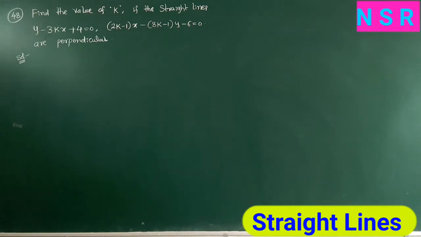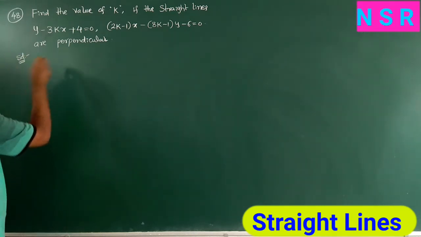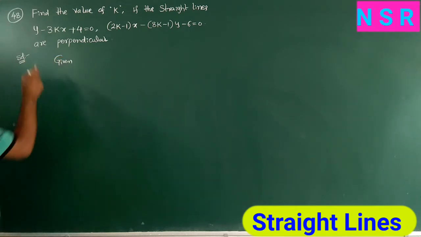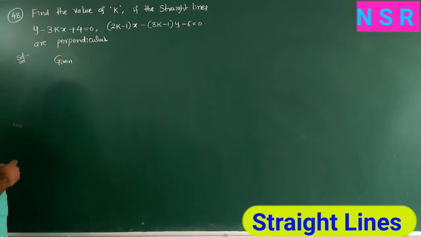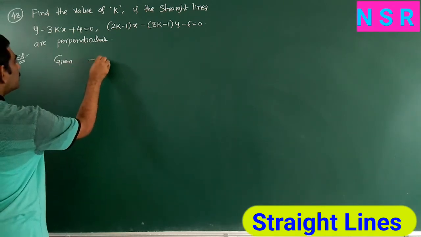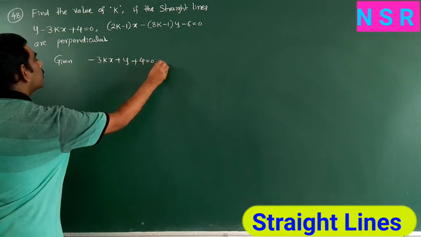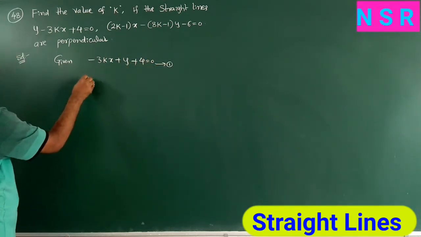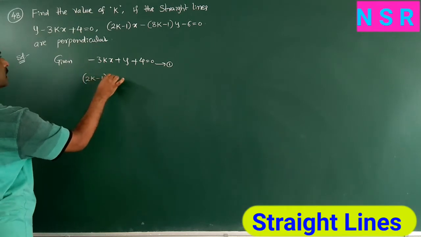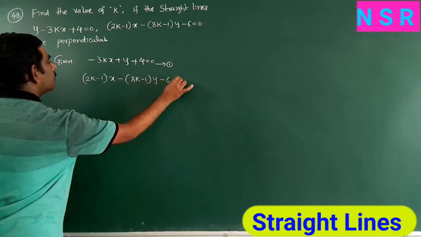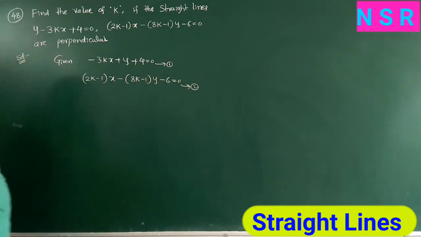So the next question, number 48. Find the value of k if the given lines are perpendicular. So here given two lines. These two lines we write in the form of ax plus by plus c. So y minus 3kx plus 4 equal to 0, we can write as minus 3kx plus y plus 4 equal to 0. So this is equation number 1. Next, 2k minus 1 into x minus of 8k minus 1 into y minus 6 equal to 0. This is equation number 2.